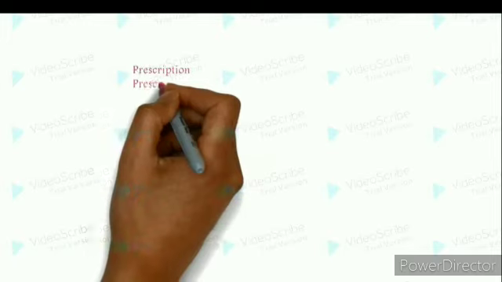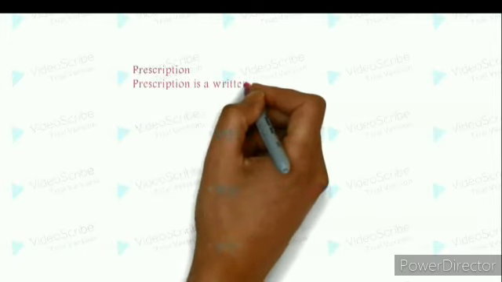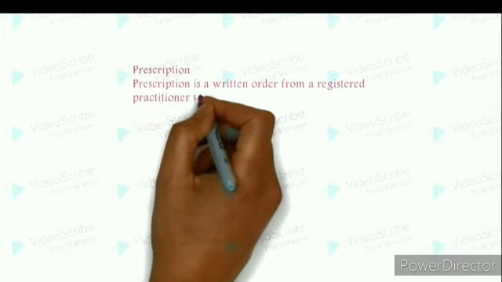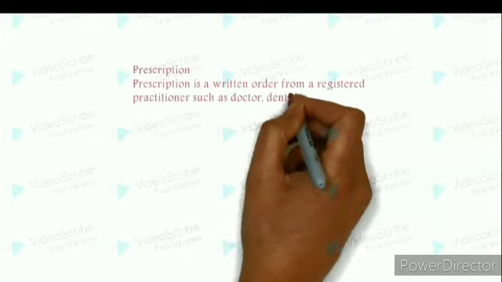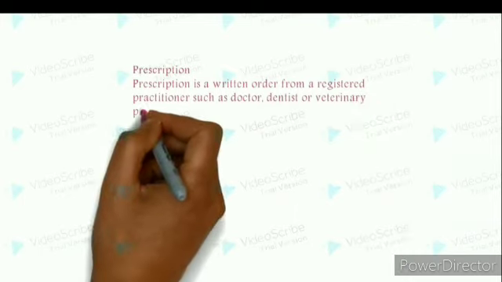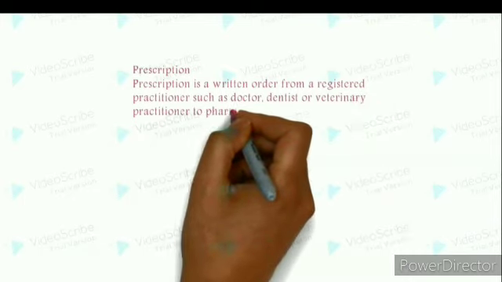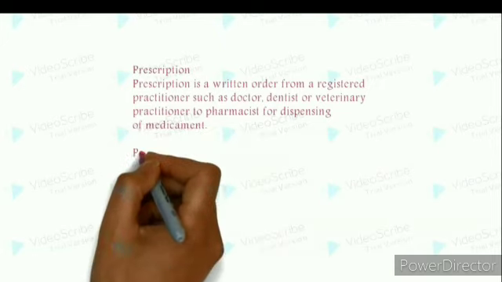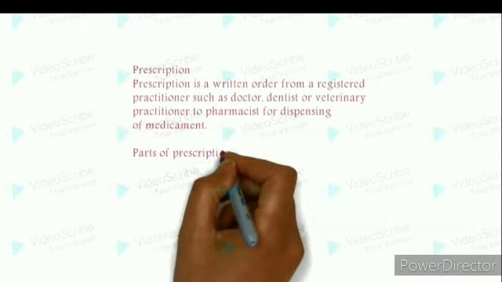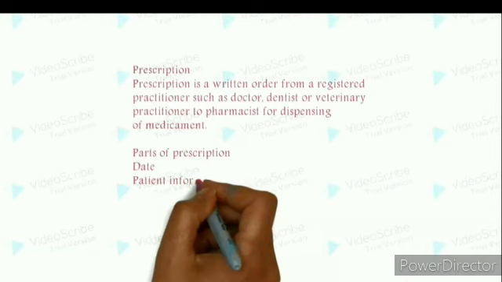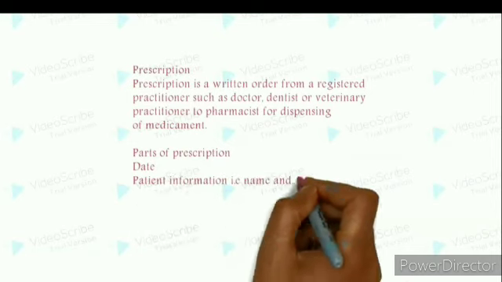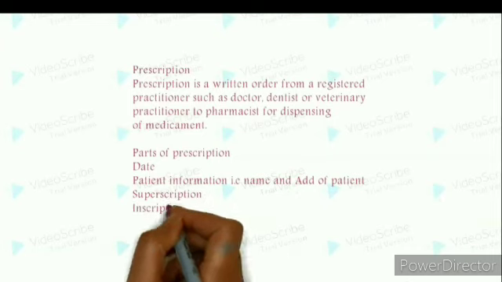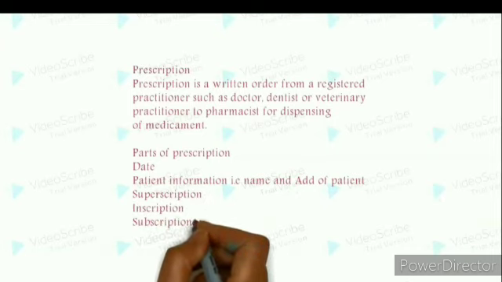Prescription is defined as a written order from a registered practitioner such as a doctor, dentist or veterinary practitioner to the pharmacist for dispensing of medication. The parts of prescription: date, patient information, that is name and address of patient, superscription, inscription, subscription and signature.